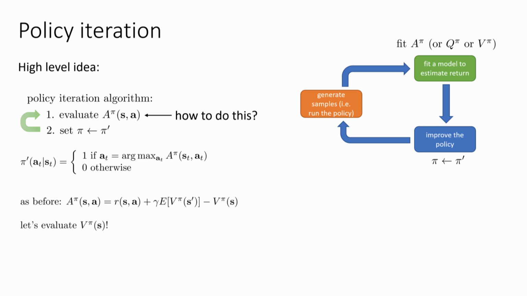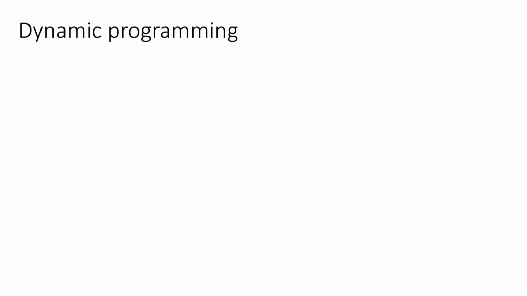So let's start with the same thing that we did last week. Let's evaluate V^pi(s). So we saw how we can fit V^pi(s). There are a variety of ways to do this. We know that if we have V^pi(s), we can get A^pi. So let's go with V^pi to start with. And this is going to result in classic dynamic programming algorithms.